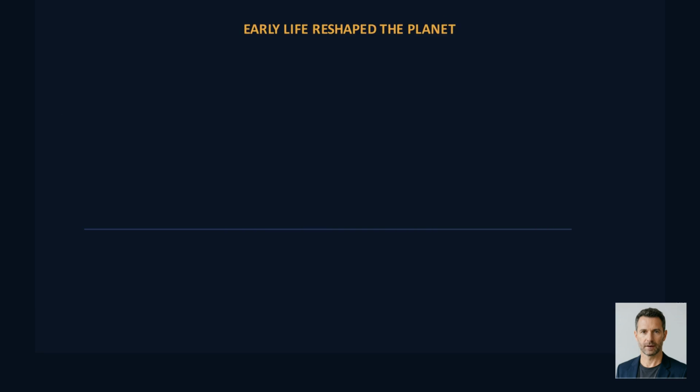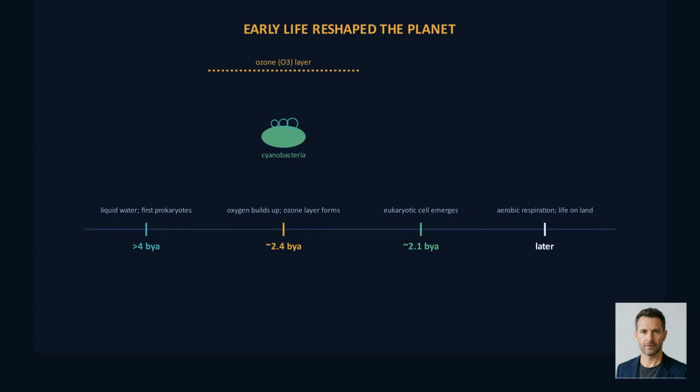However it started, life took hold remarkably early, arising soon after liquid water appeared on the planet, more than 4 billion years ago. The first cells were simple prokaryotes. Far later, around 2.1 billion years ago, the more complex eukaryotic cell emerged. And evolution did not just add organisms, it rewrote the planet.